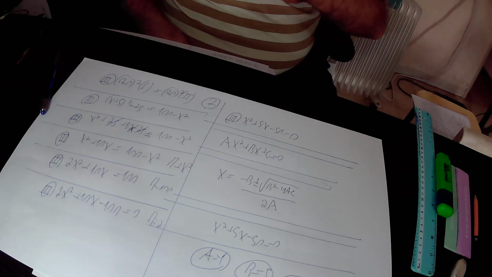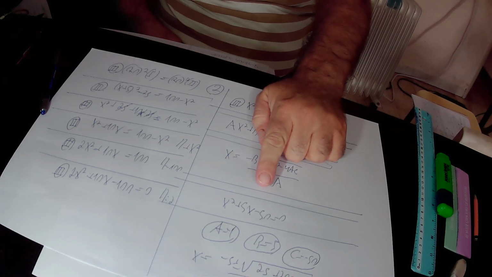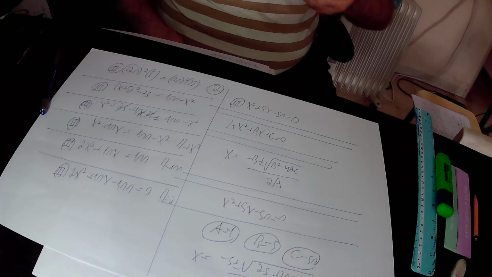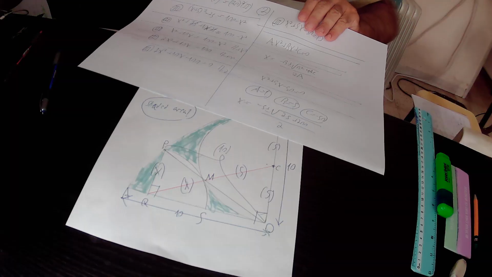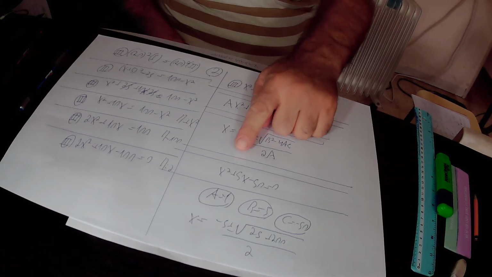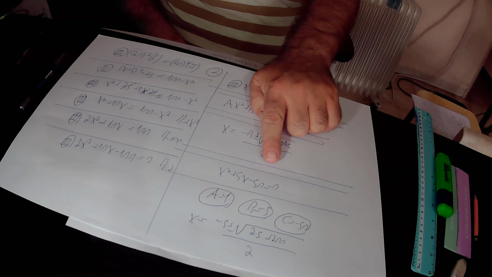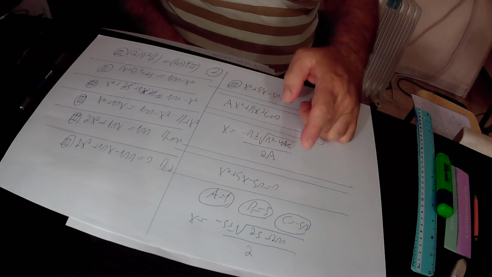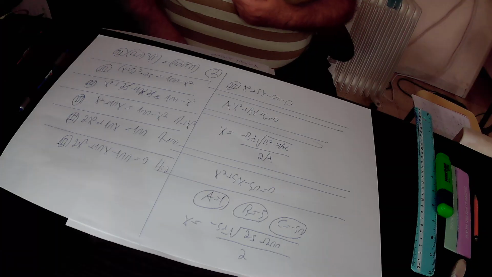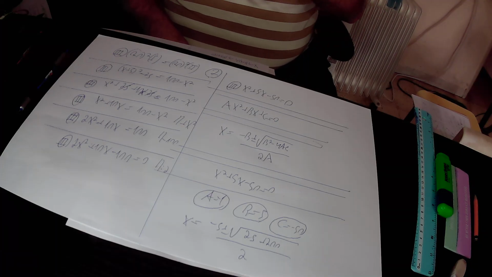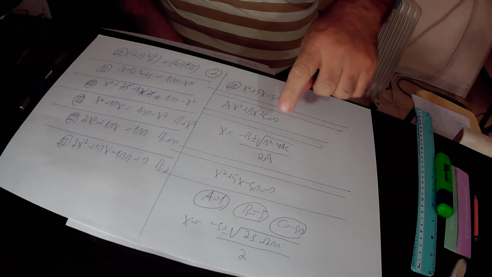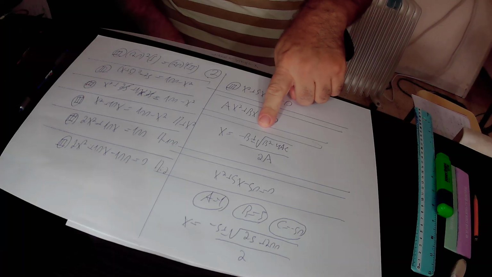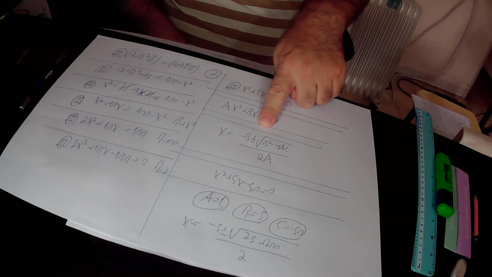In our specific quadratic equation, that is to say x squared plus 5x minus 50 equals 0, the variable that we are looking for is x. x is the radius of this small quarter circle. The coefficient a equals 1, the coefficient b equals 5, and the coefficient c equals minus 50. So the only thing that is left to do in order to find the variable x is to put the data inside this general formula for x, and this way we find the values of x.